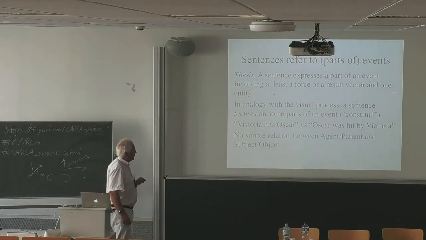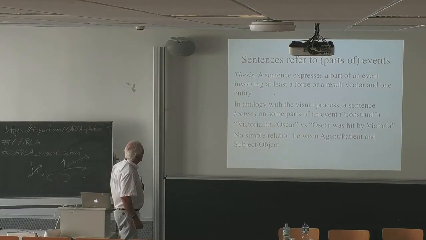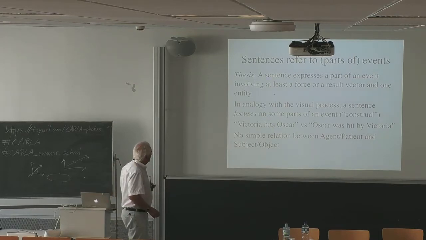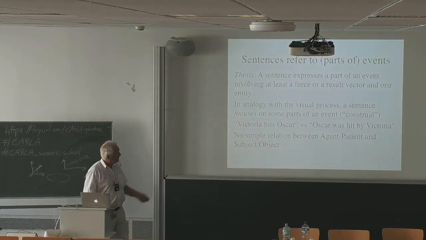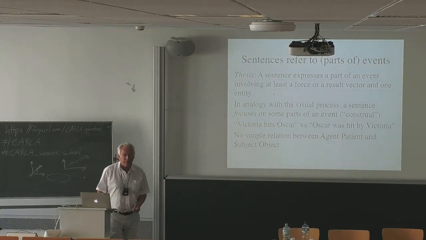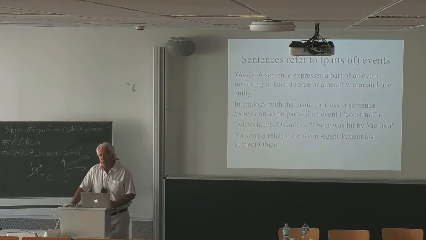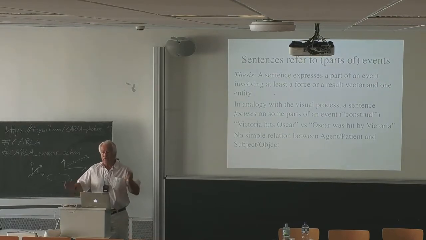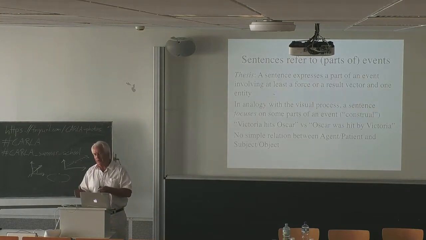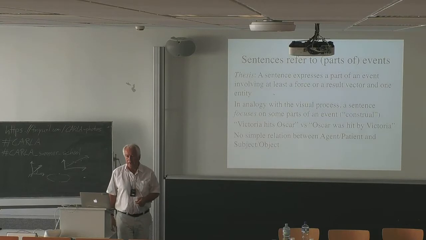So that means that in the European languages there is no simple relation between agent and patient and subject and object. Typically, we put agents as subjects, but as I show here, this is not necessary. What about "the snow is white"? Here the snow is the patient and white is a state. It's talking about a constant result vector, being white. So we count it as also agents.